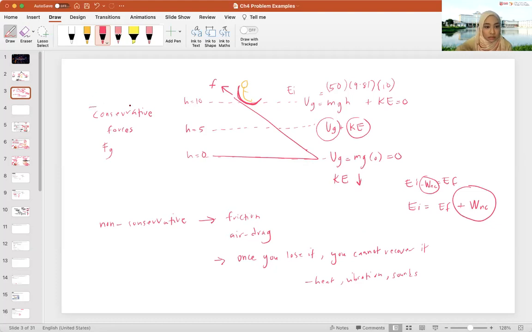Okay, so this is the difference between conservative force, you can recover it back in the form of other energy, and non-conservative force, you totally lose it into the environment. And non-conservative forces are friction and air drag, in the form of heat, vibration, and sound, and so on. Okay, so that is conservative and non-conservative forces.